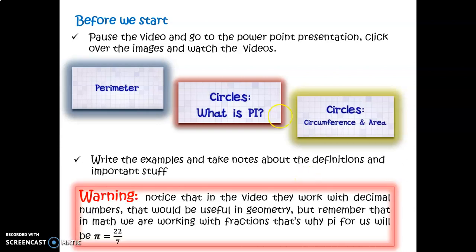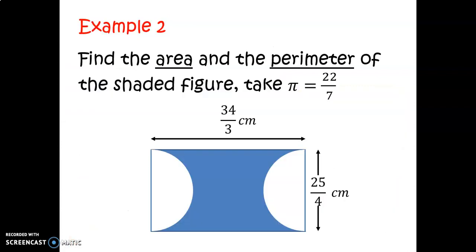And I'm going to make a warning. Notice that in the video they work with decimal numbers, which would be useful in geometry. But remember that in math, we're working with fractions, excuse me, and pi for us is going to be 22 over 7. Taking that into account, once you have seen this video, we can keep going. So please watch the videos before we start.